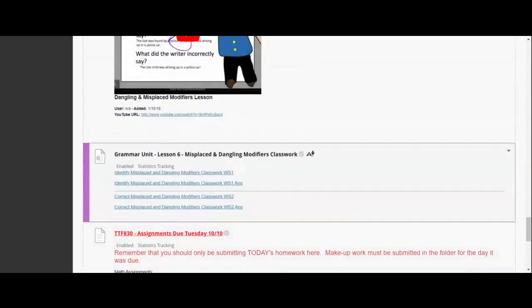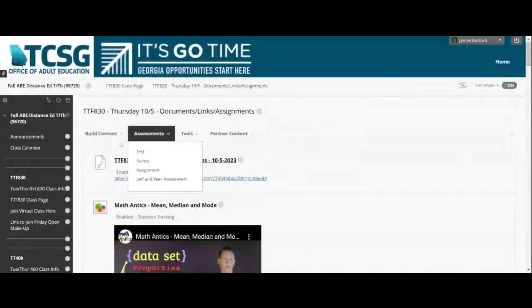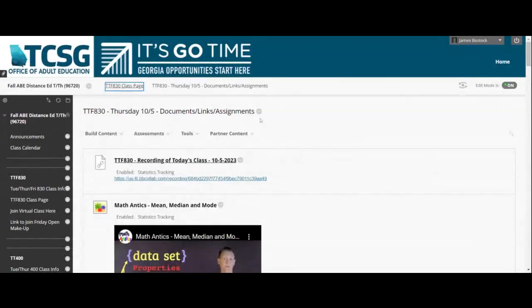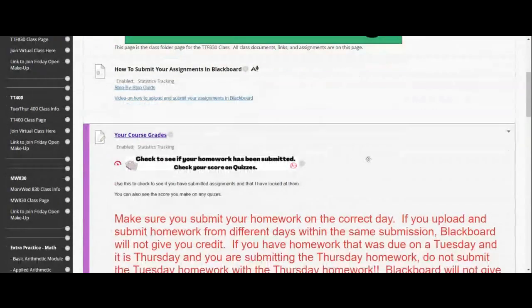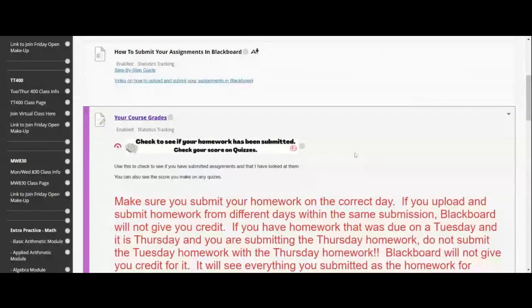The question about checking to see if you've turned in your work, you can check out on the class page where it says your course grades. That will take you to a page that shows whether you have turned in work or not, and whether I have looked at it. Now, the stuff that you turned in today, I have not looked at. I have not checked it yet. I will be doing that after class.